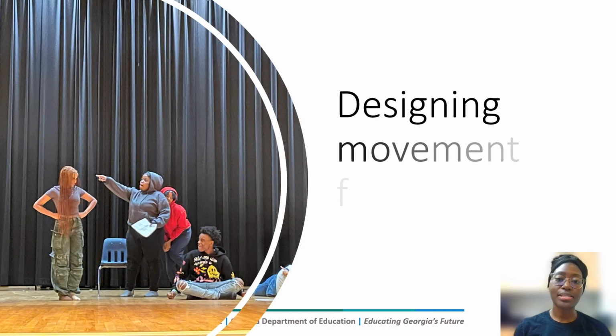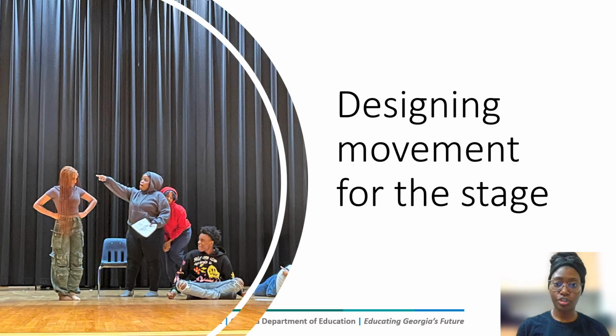Now I will discuss designing movement for the stage. How do you create blocking when working on a scene or a one-act play or maybe a full-length play with your students? How do you use movement to establish the relationships between the characters, to convey the message of the play, to determine the focal points for the audience during important moments, as well as create dynamic stage pictures that convey the story and complement the plot?